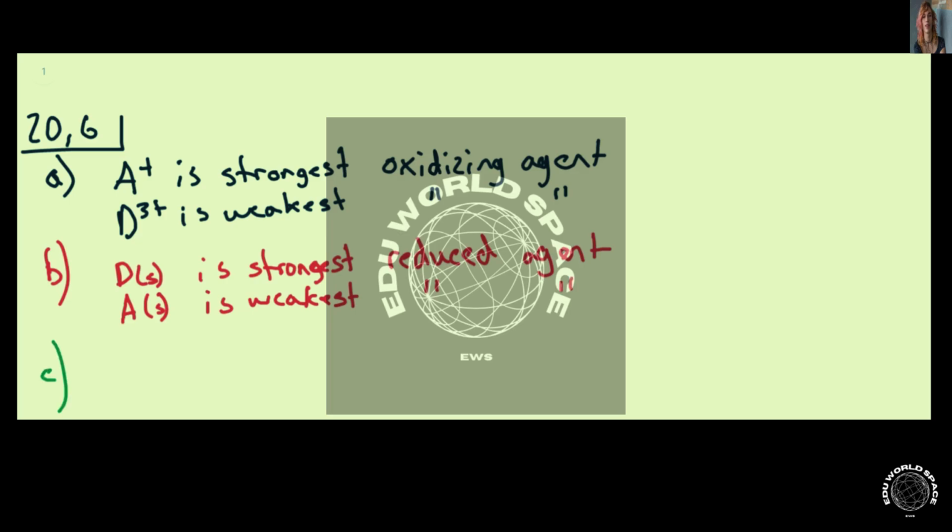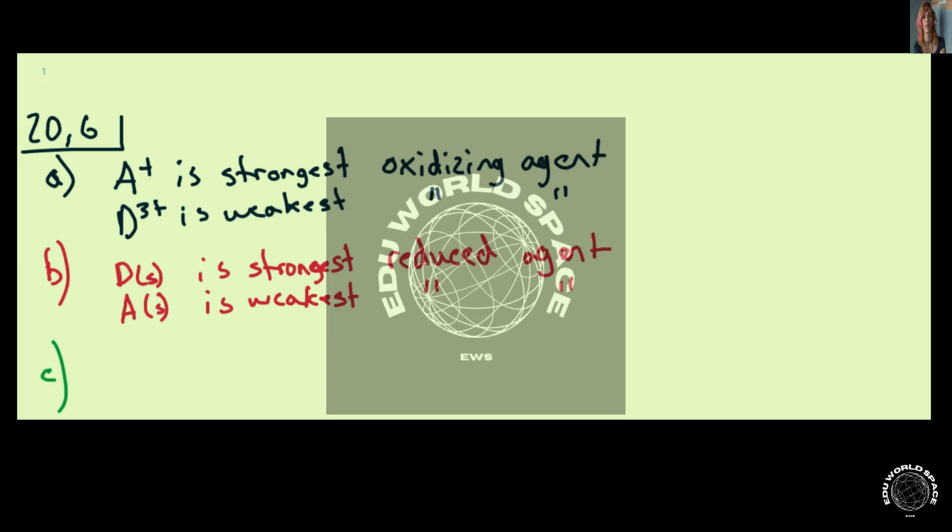Then in part C, they ask us which substance can oxidize C2+. So we're looking for an oxidizing agent. We want a sample to be reduced, and we want to oxidize C2+. We want to remove an electron from C2+.